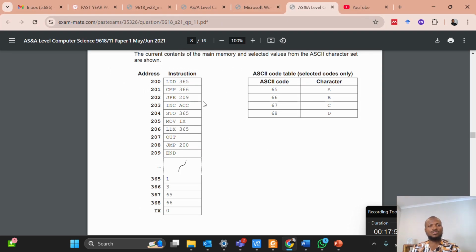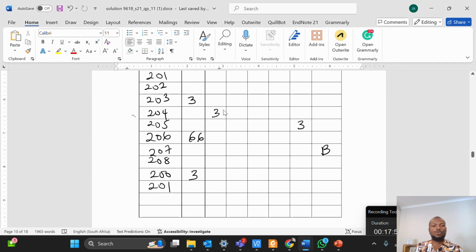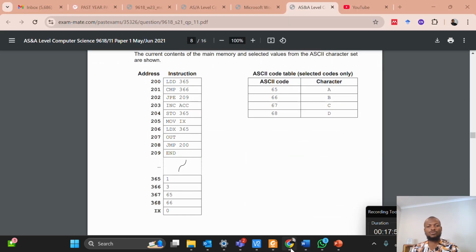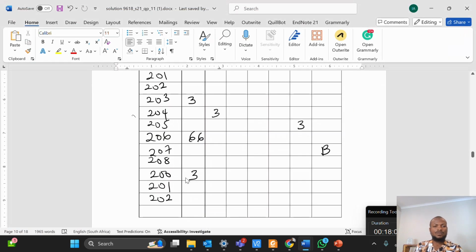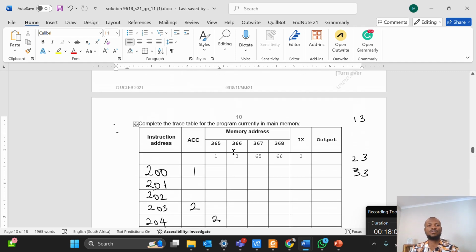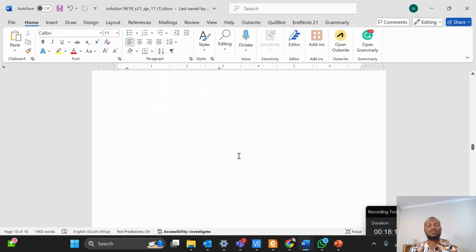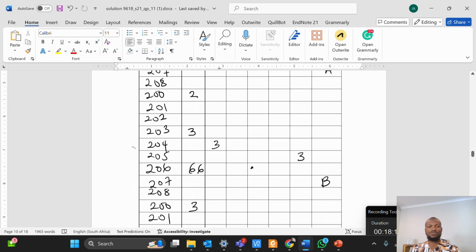So the next 202 is now what? Jump to 209. 229 means what? Jump to 209. So when you jump to 209, and that is all. Nothing will be waiting because that is the end. So this is the solution to question 3B as regards to the assembly language instruction.